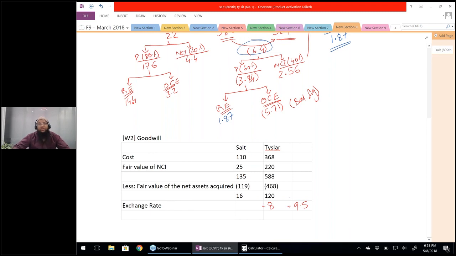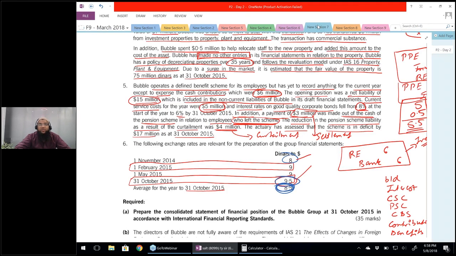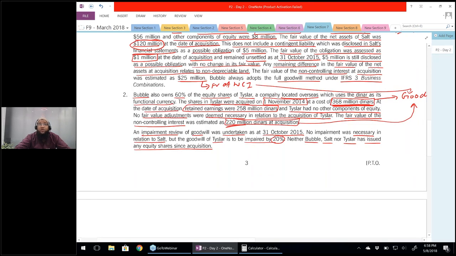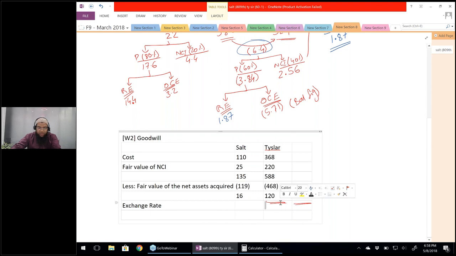By 20%. If we go back to adjustment number 2, we see that the goodwill was impaired by 20%. So the goodwill has been impaired by 20% of what? 20% of 120. So the goodwill has been impaired by 24, and at the balance sheet date, the goodwill is now 96.